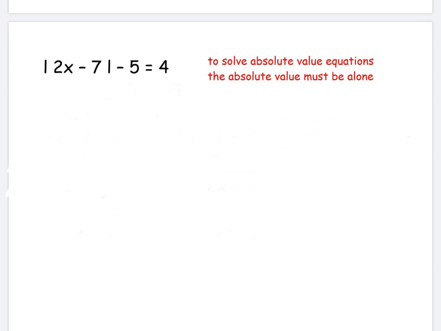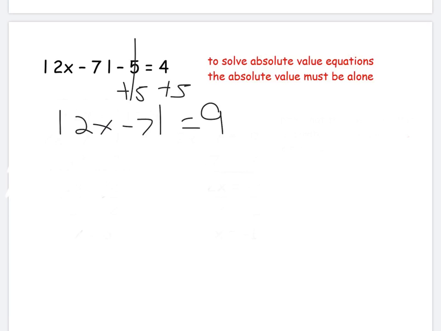Now, this one is a little bit more complicated because you also have something outside of the absolute value symbols. You have the minus 5. In order to set up your 2 equations for the absolute value equation, you have to first have the absolute value isolated. So that means I have to get that minus 5 on the other side of my equation first. So to do that, I have to add 5 to both sides. The minus 5 plus 5 is 0, so they cancel out. Then I'm left with the absolute value of 2x minus 7, and then my equal sign, and 4 plus 5 is 9. So now I have the absolute value isolated.